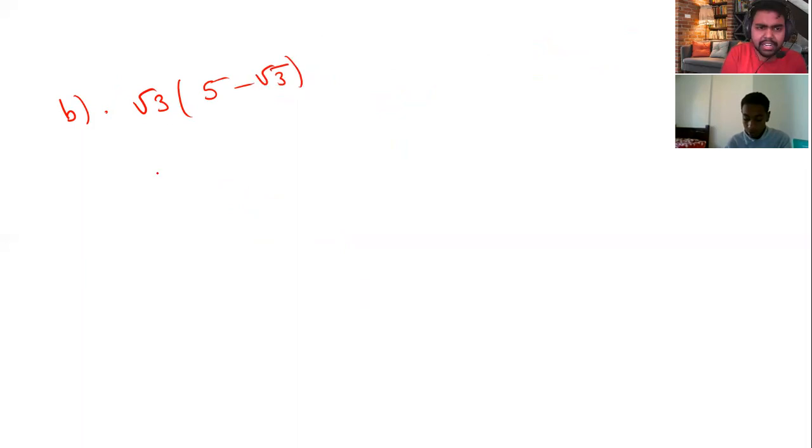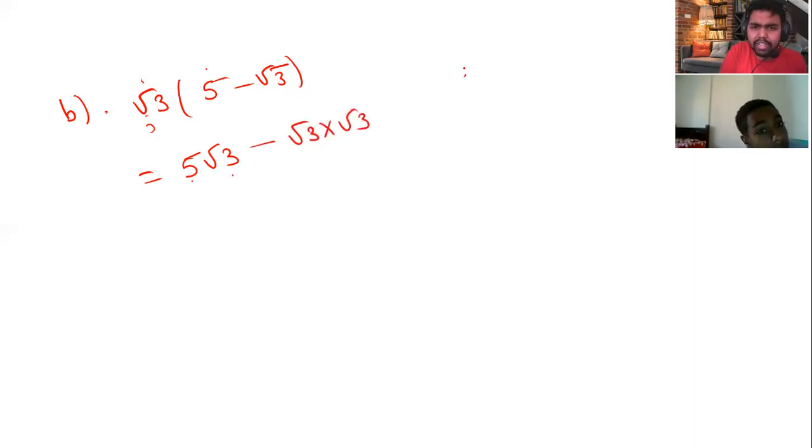See, try to understand here. This root 3 would be multiplied to 5, so it will make 5 root 3. It is like x, right? So x times 5 would be 5x. So therefore 5 root 3, right? And now root 3 and root 3 are going to multiply with each other.